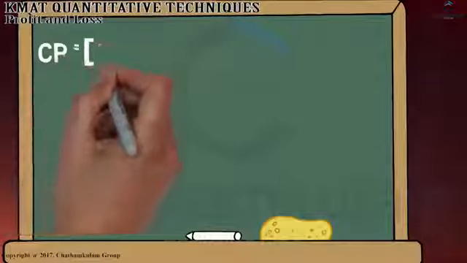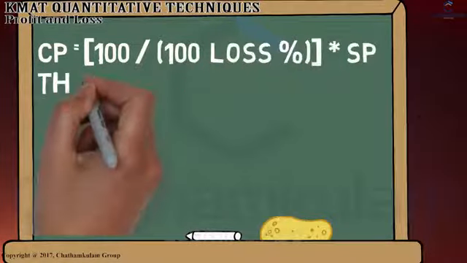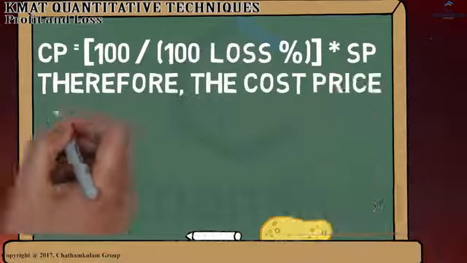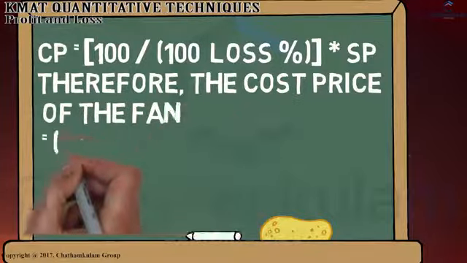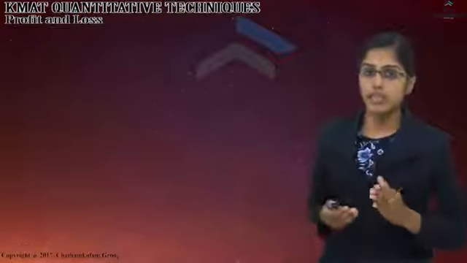Our next problem is that a man sold a fan for rupees 465. Find the cost price if he incurred a loss of 7%. So here CP is equal to 100 divided by 100 minus loss percentage into SP. Therefore, the cost price of the fan is equal to 100 by 93 into 465, that is equal to rupees 500.